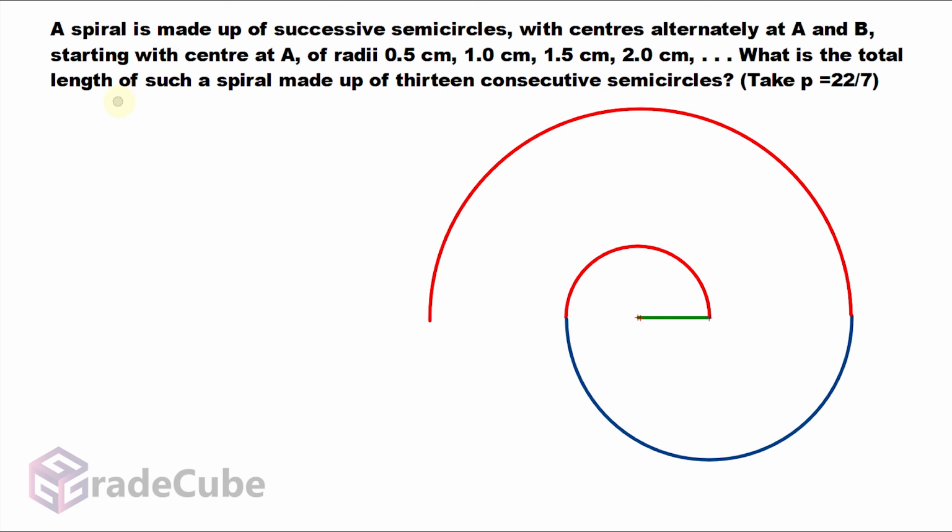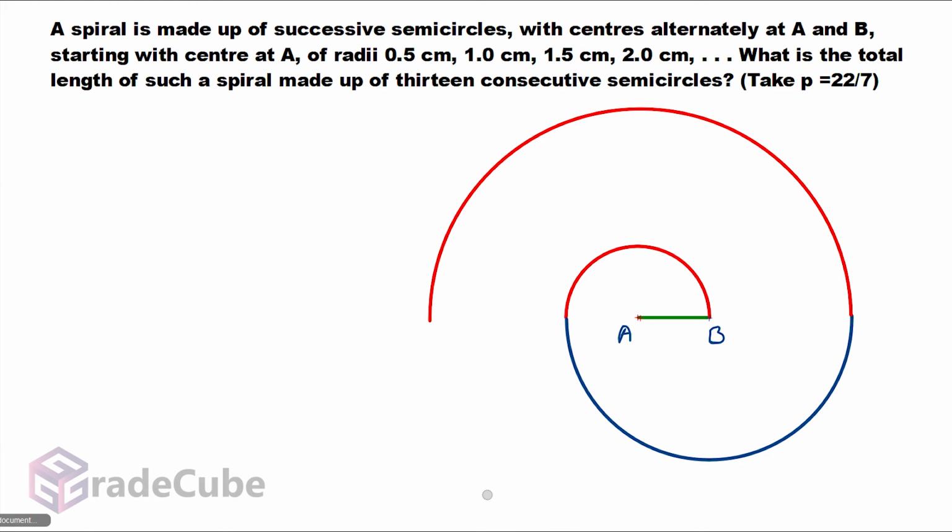In this question, there's a spiral which is made up of successive semicircles like this. There's a semicircle, another semicircle, there's one more semicircle, and so on, with centers alternately at A and B. This semicircle has the center at this point A, another point is B, which is the center of this semicircle. Again, A is the center of this semicircle. Red semicircles have center as A, blue semicircles have center as B.